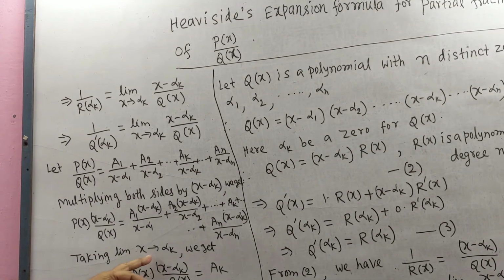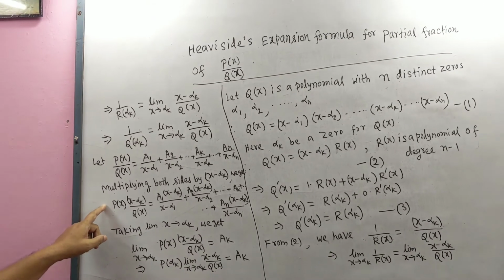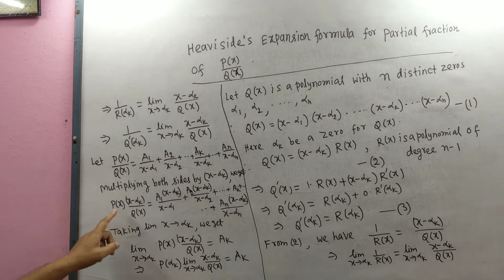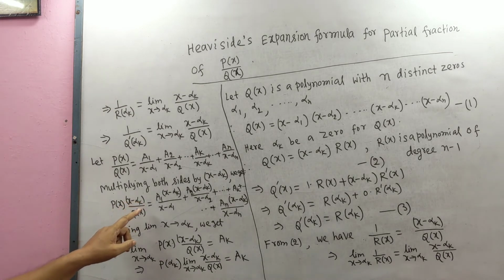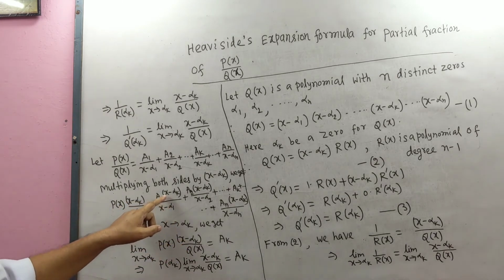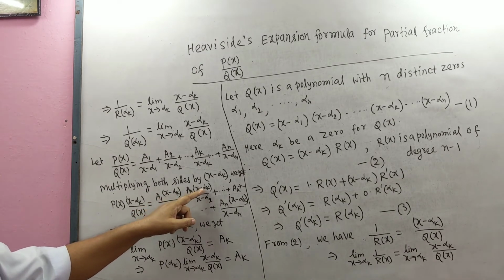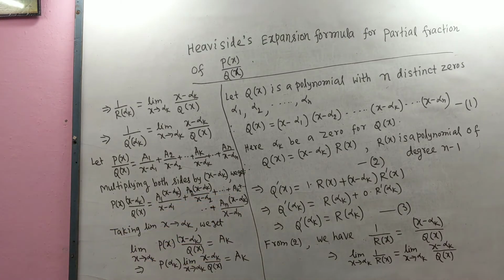Taking the limit x tends to alpha k on both sides. Here, if we take the limit x tends to alpha k, we get P(x)(x minus alpha k)/Q(x). If we put x equal to alpha k, the other terms will be 0, and only a_k remains. So the value of a_k will be the limit x tends to alpha k of (x minus alpha k)/Q(x), and here we put the value of x as alpha k, so P(alpha k).